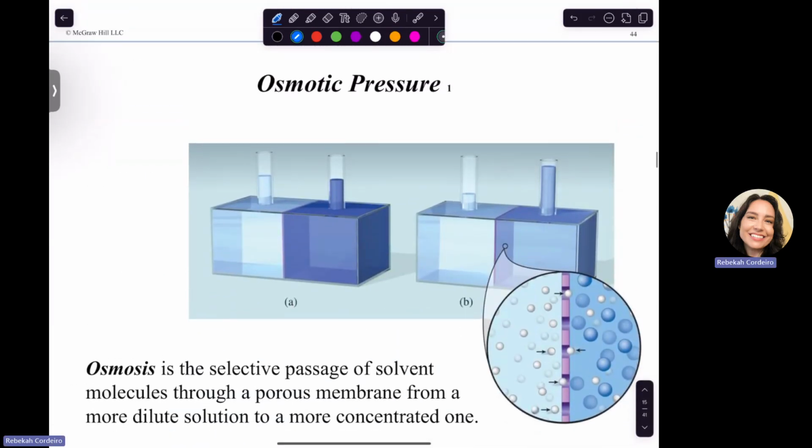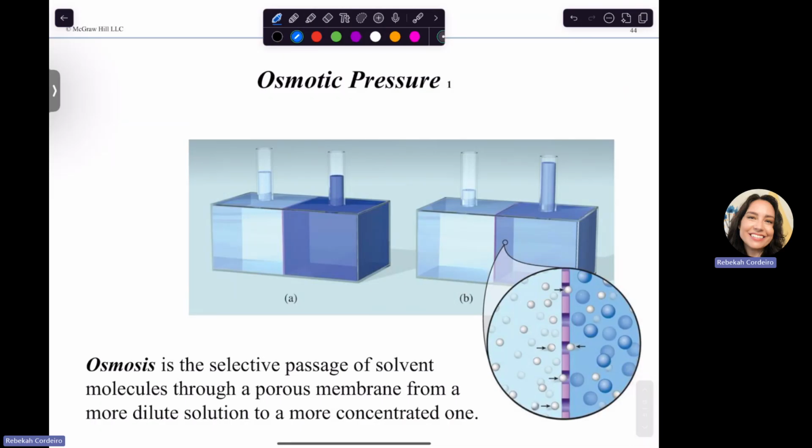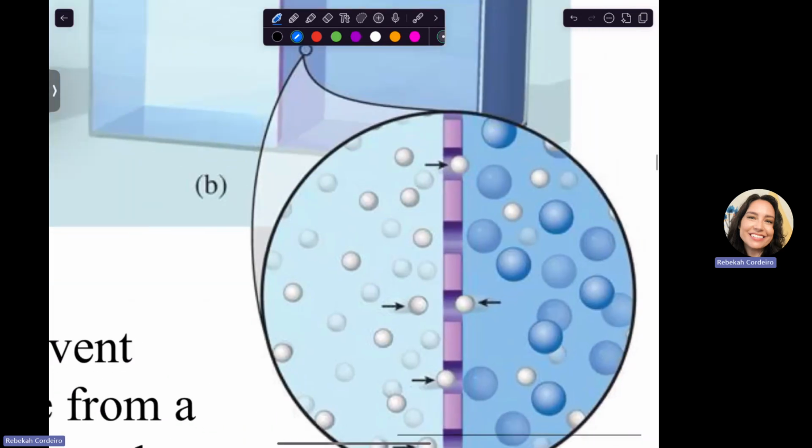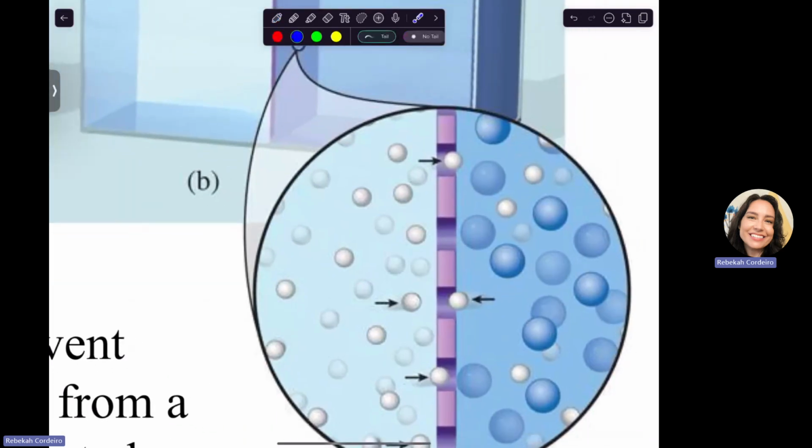Okay, osmotic pressure is the pressure that stops osmosis. So what's osmosis? Osmosis is the passage of a solvent through a porous membrane that the big solute particles cannot pass through. So if we have a membrane where smaller water molecules, for example, can pass through, but big solute molecules like glucose or something cannot pass through.